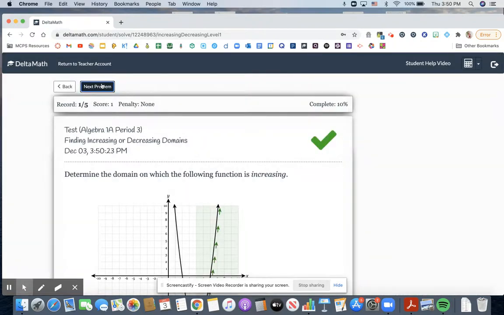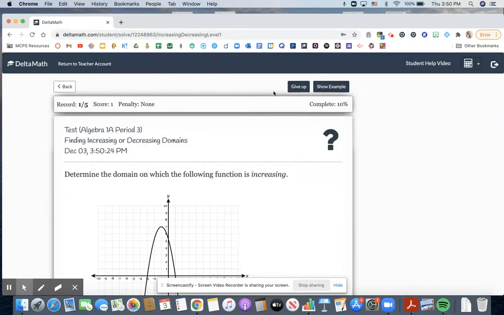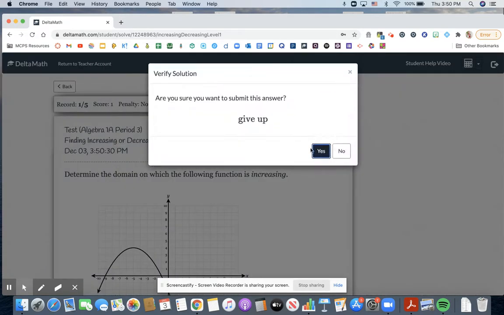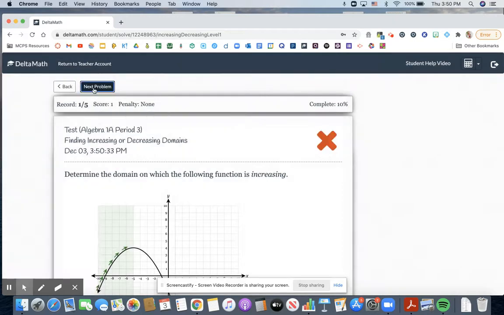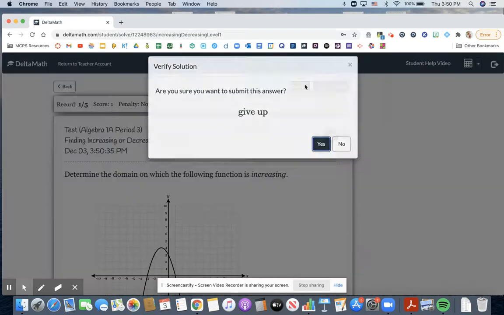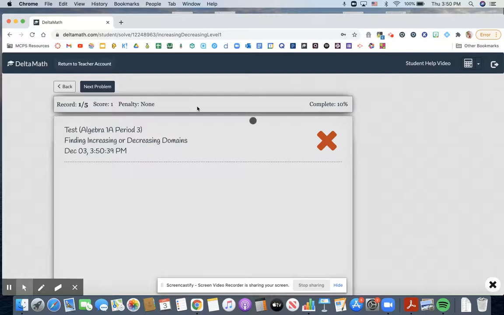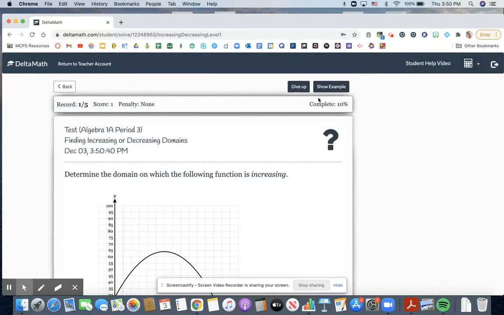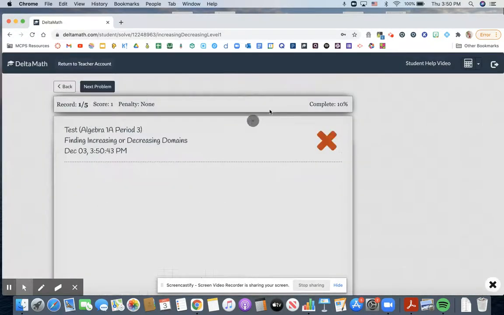And that's correct. Let me do another one. I'm going to get one that's decreasing just to practice. Sorry about that. No, I want one that is asking me for a decreasing interval.